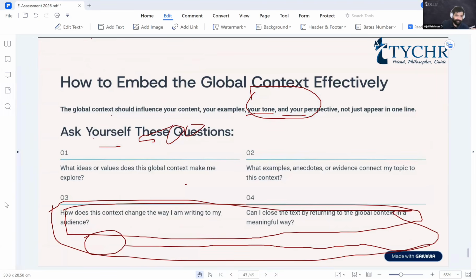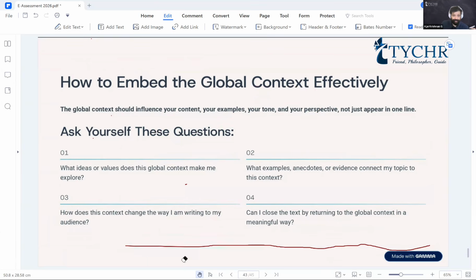Yes. So one quick thing to keep in mind, if you have a confusion regarding how to integrate global context into your writing, just ask these 4 questions to yourself. You will understand. So what ideas or values does the global context make me explore? So the global context is identity and relationship. So if it is that of the global context, how or what value does it mean? How do I integrate that into my writing? How does context change the way I'm writing to my audience?